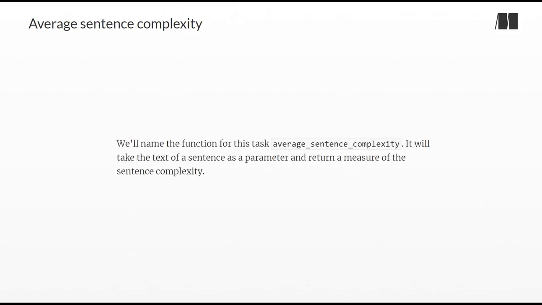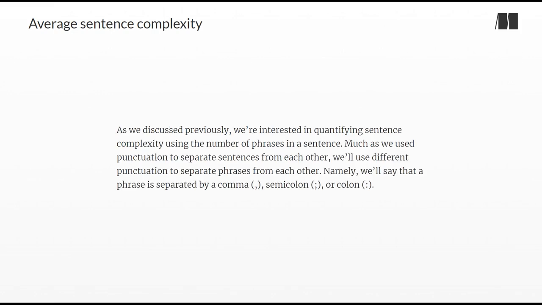Average sentence complexity. We'll name the function for this task average sentence complexity. It will take the text of a sentence as a parameter and return a measure of the sentence complexity. As we discussed previously, we're interested in quantifying sentence complexity using the number of phrases in a sentence. Much as we used punctuation to separate sentences from each other, we'll use different punctuation to separate phrases from each other. Namely, we'll say that a phrase is separated by a comma, semicolon, or colon.